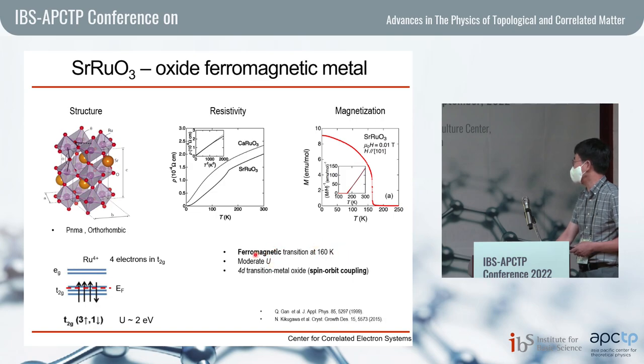It has moderate U. It also has moderate spin-orbit coupling. So this system has all the ingredients that are interesting for correlated topological systems. The ruthenium is in the 4+ state, and it has 4 electrons in t2g. So we are dealing with t2g orbitals, mostly t2g orbitals.